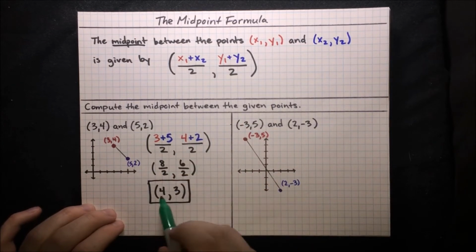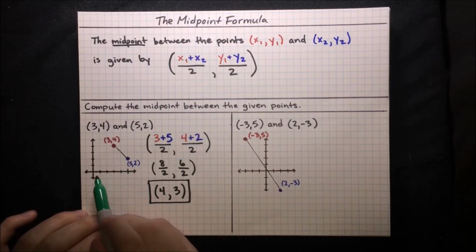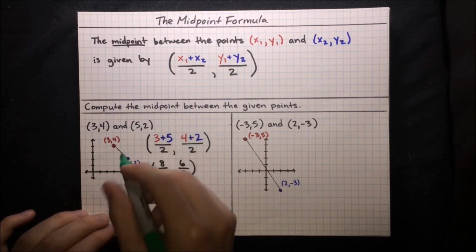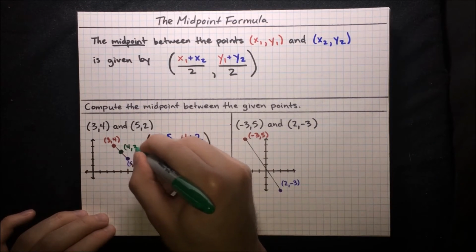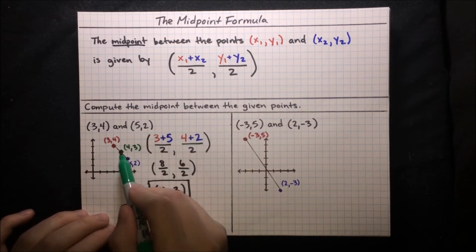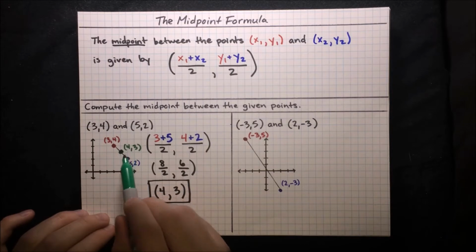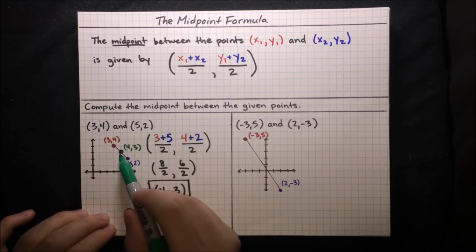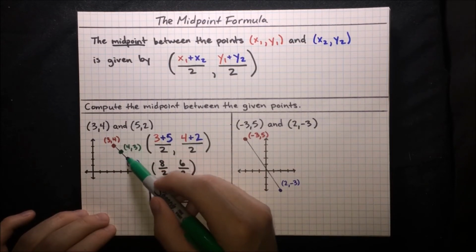Why don't we also plot this on the graph just to gain some geometric intuition? So the x-coordinate is 4, so go over 1, 2, 3, 4, and then the y-coordinate is 3, so go up 1, 2, 3. So there's our midpoint. Our midpoint is (4, 3). And as you can see, the midpoint lies right in the middle of the segment between the given points. And the x-coordinate of the midpoint, which is 4, lies right in between 3 and 5, the x-coordinates of the given points. Likewise, the y-coordinate, 3, lies right in between 2 and 4, the y-coordinates of the given points.